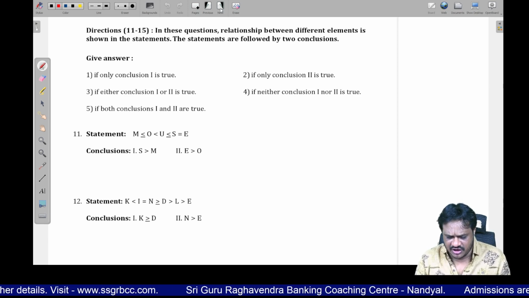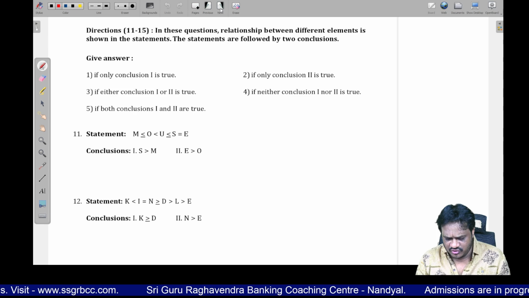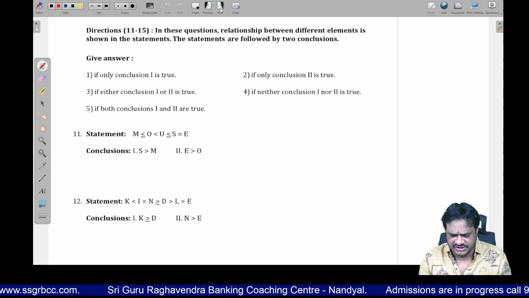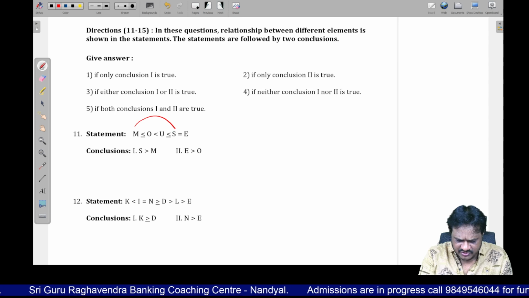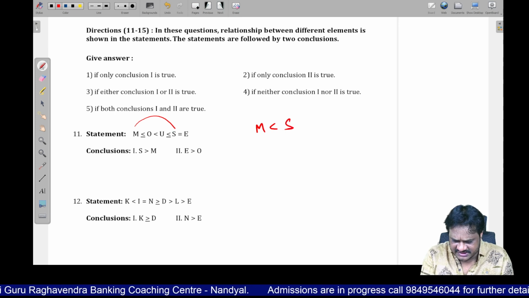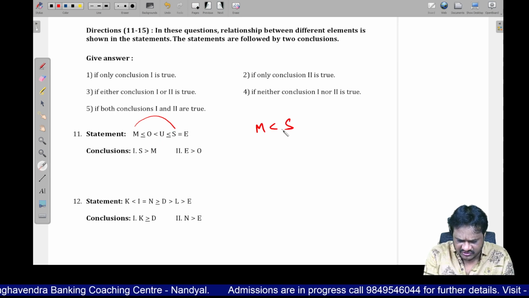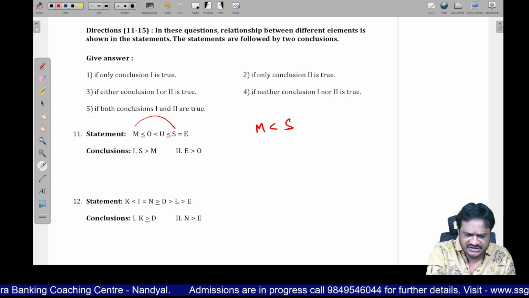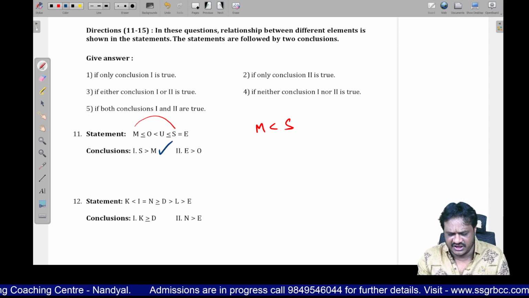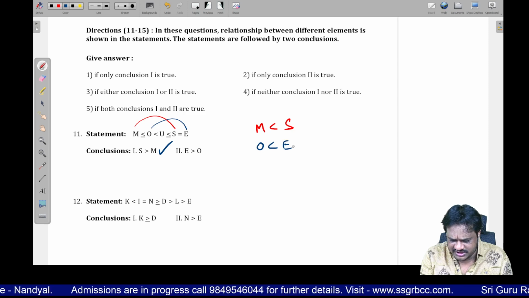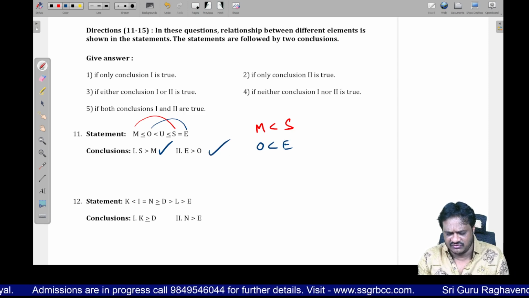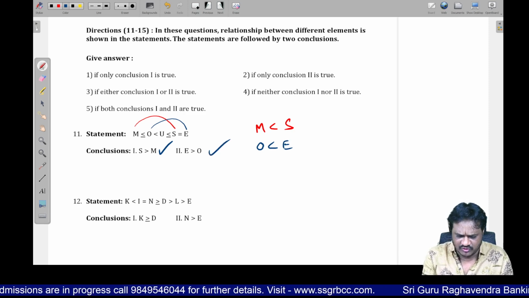M less than or equal to O, O less than U, U less than or equal to S, S equal to U, S equal to E. S greater than M. From M to S, the symbol is less than, not less than or equal. Here equal to is not there. So M less than S or S greater than M definitely follows. O to E, the symbol is less. So O less than E or E greater than O, that one also definitely follows. Both 1 and 2.